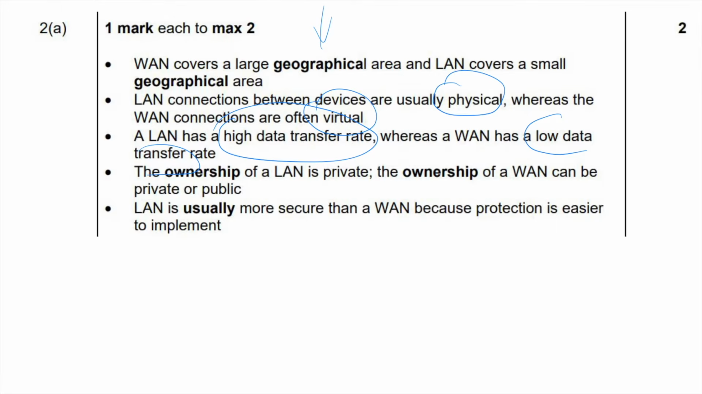We have another point here that says that ownership of a LAN is private, while ownership of a WAN can be private or public. I mean, probably, yeah, a LAN is usually going to be private. We're not going to have a publicly owned local area network because there's no reason the government would get involved with something that small.